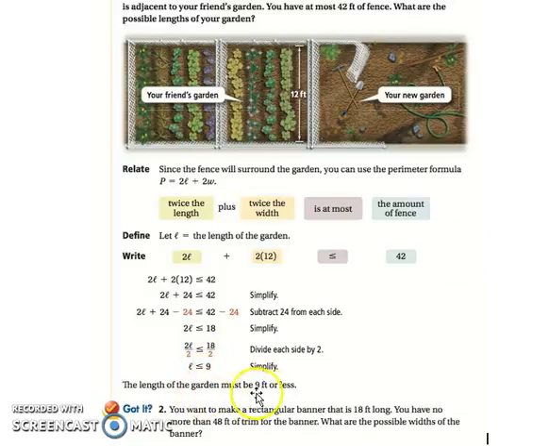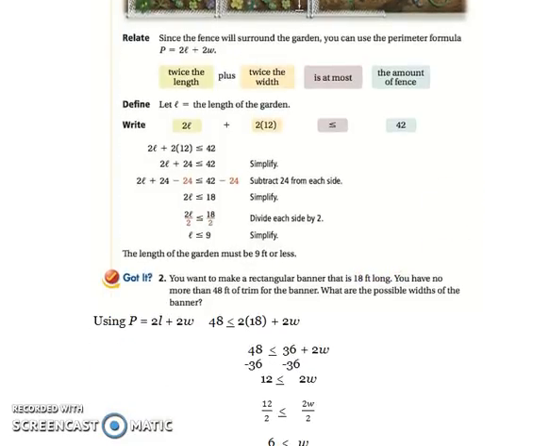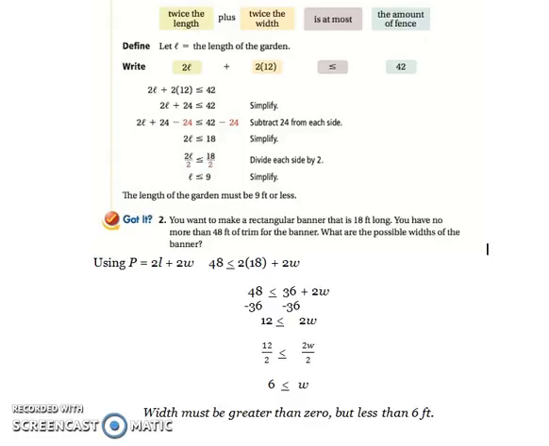So the length of the garden must be 9 feet or less. Where did I get the 2 from? 9 feet, sorry. Got it. Maybe that's where I saw the 2.